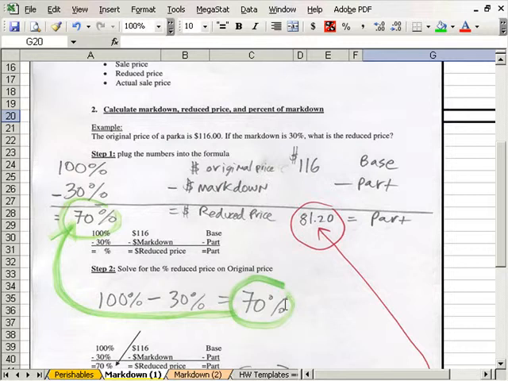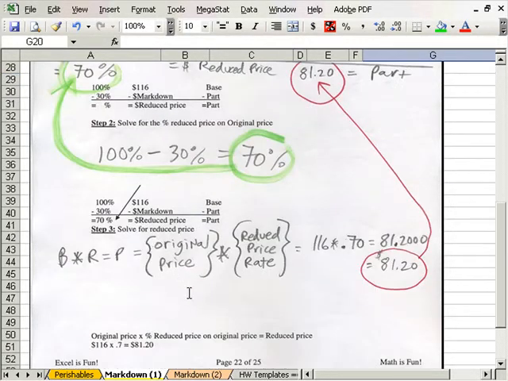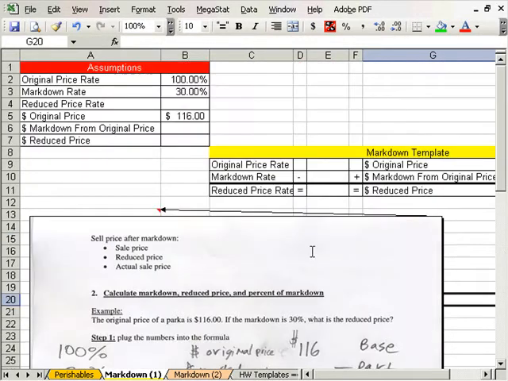So we do our subtraction, get our 70, put it there. Once we have our rate for reduced price, we can simply multiply 70 times 116. Base times rate equals part. Original price times reduced price rate, 116 times 70 equals 81.20. All right, let's go ahead and do this in Excel.